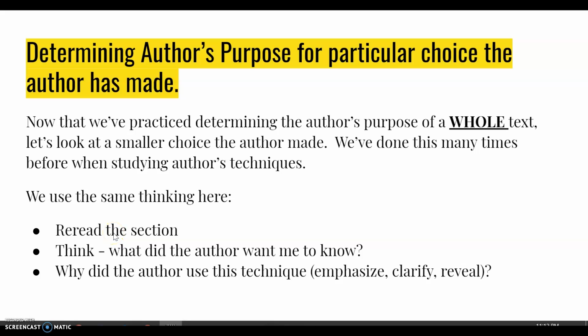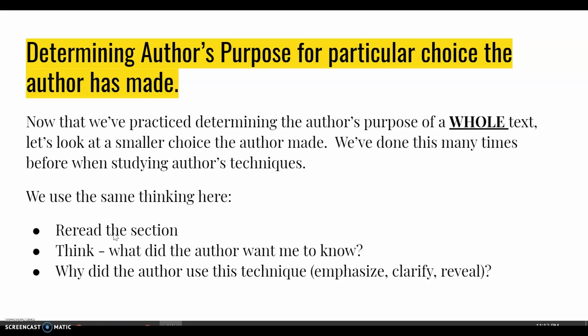All right, so in this part of the video, I am going to explain how to determine the author's purpose for a particular choice the author's made. So now that we've practiced determining the author's purpose for a whole text, let's look at a smaller choice the author has made. We've done this many times before when studying the author's techniques, and we're going to be doing the same thinking here, except we're going to go back and reread a particular section.